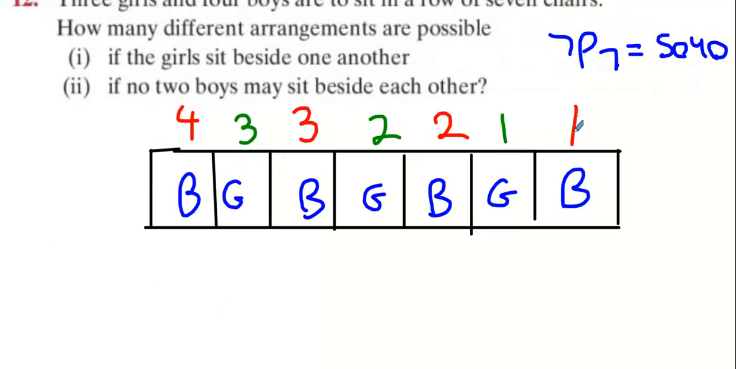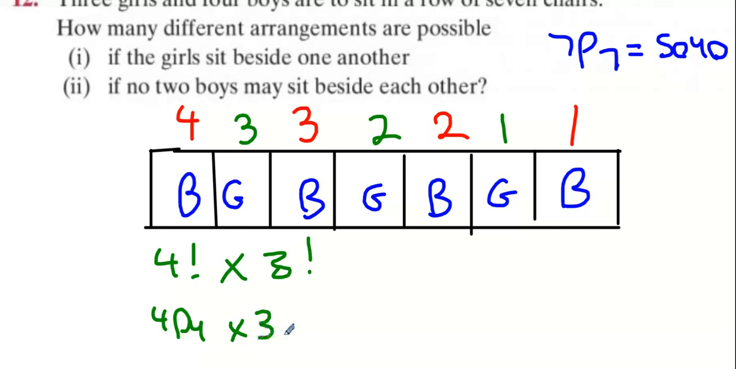Two ways of writing this. You can multiply all that out. What's the quicker way of doing it? 4 factorial, or 4P4, multiplied by 3P3. Give it a whirl. What is it? 72.